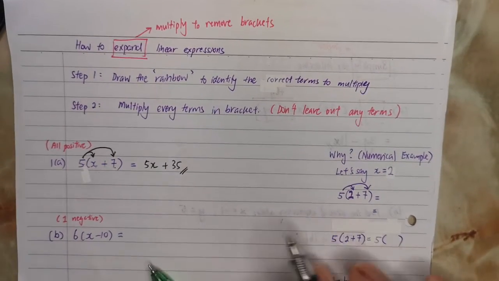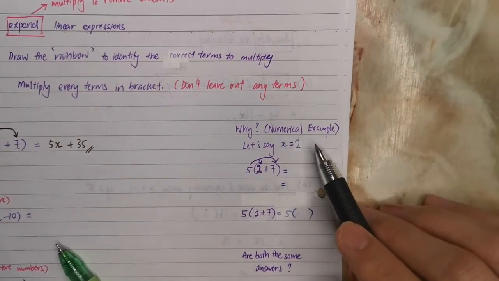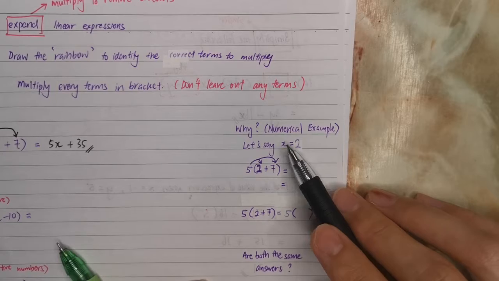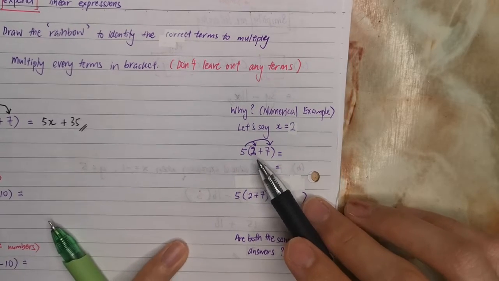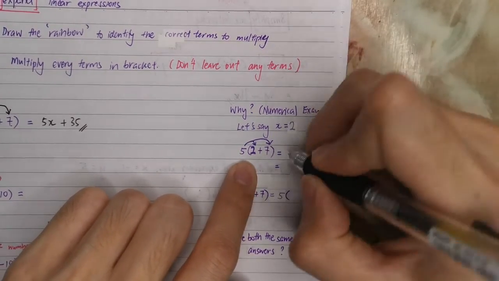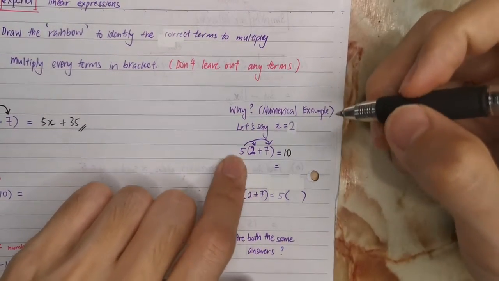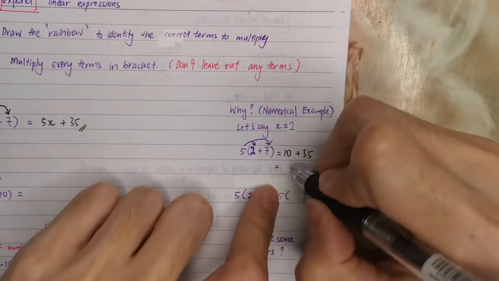Some of you might say, how come we can do it like that? So let's look at a numerical example. Let's say my x is equal to 2. When I'm multiplying out, 5 times 2 will be 10, and 5 times 7 will be 35. So we add 10 plus 35, it will be 45.